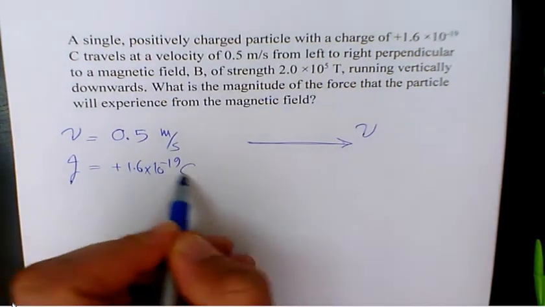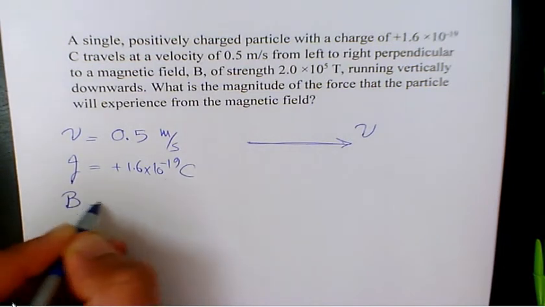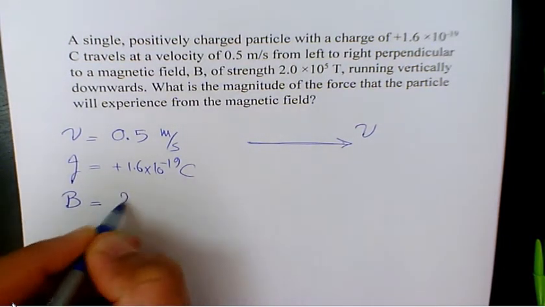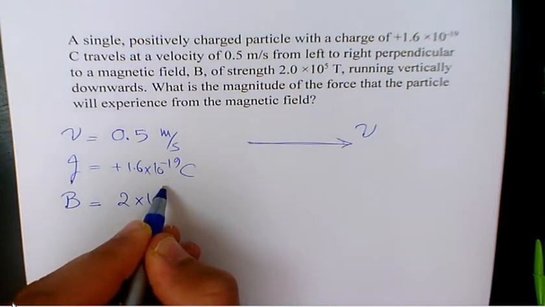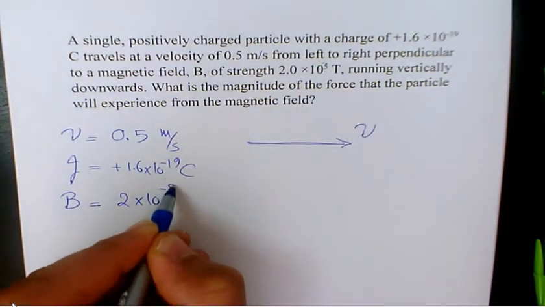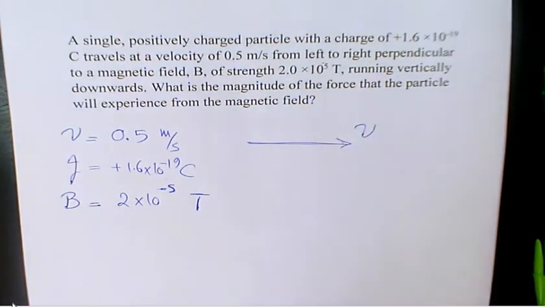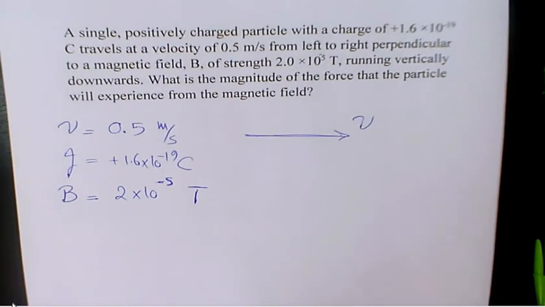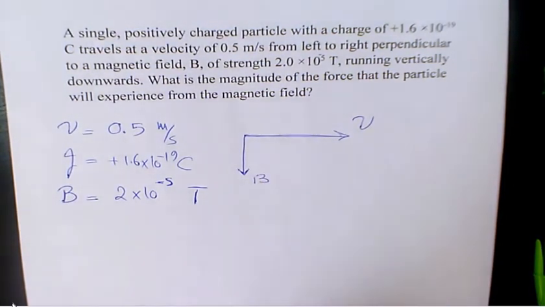number, coulomb. It moves in a magnetic field of strength, we show it by B, magnetic field strength, 2 times 10 to the power of negative 5. I think it's going to be negative 5 because 5 is going to be really high. So that must be negative 5 Tesla, running vertically downward. So it means that B is going down. What is the magnitude of the force that the particle will experience from the magnetic field?